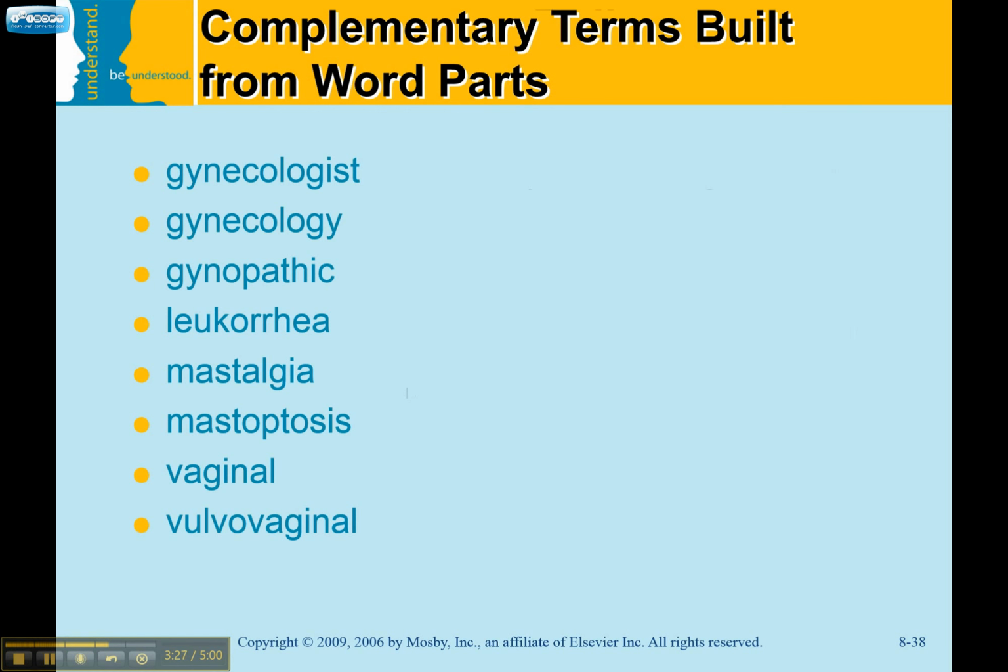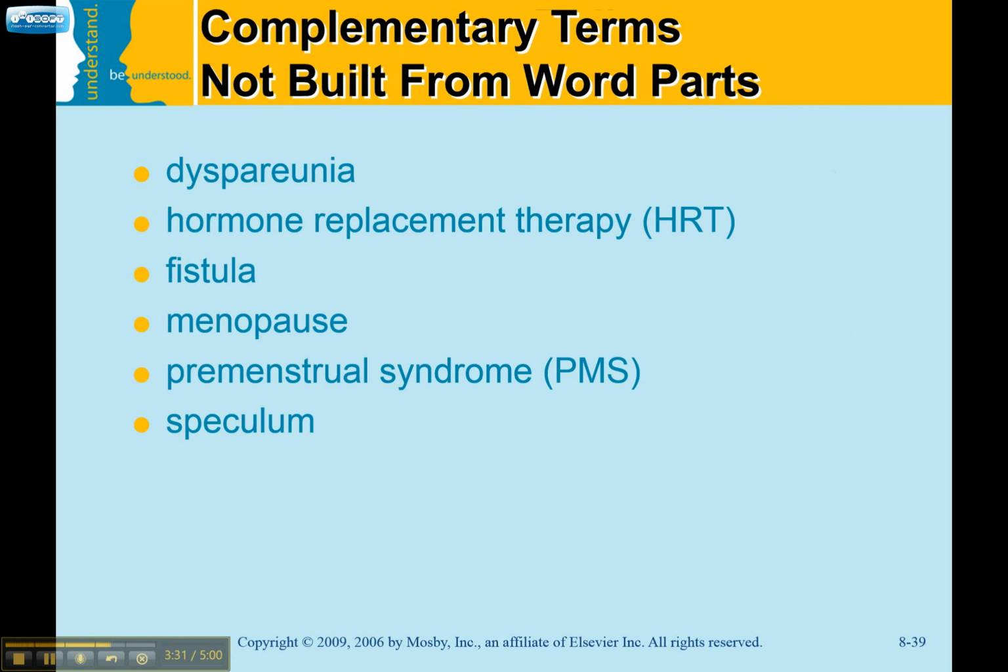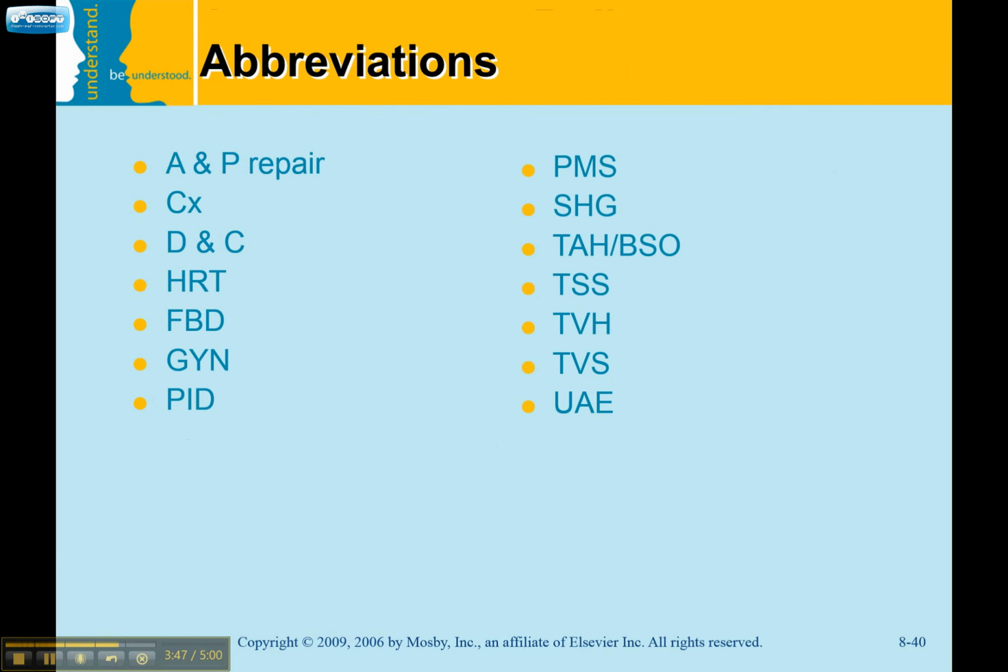Okay, last bit of this chapter, we have the complementary terms, built from word parts and not built from word parts. I think everybody is familiar with premenstrual syndrome, PMS, and this one's another big one, HRT, hormone replacement therapy. That's especially important for women after menopause. Our abbreviations, again, I've listed them for you, so please pay close attention to those abbreviations as well.